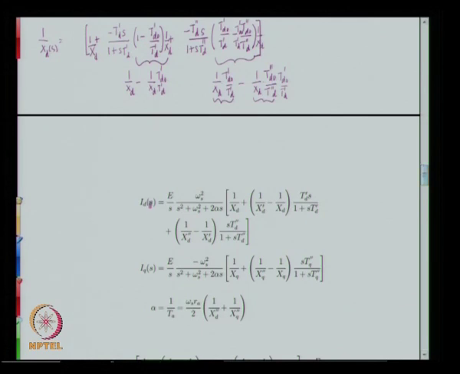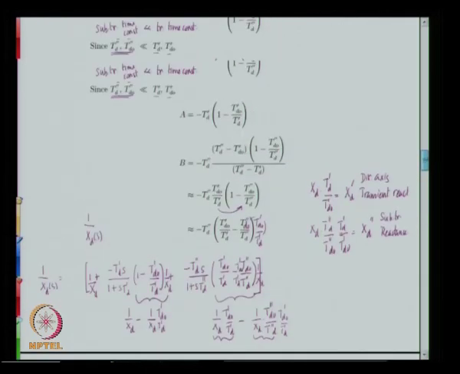So we have then expressions for id and iq, as is mentioned here: E by s multiplied by this term, and E by s multiplied by this term, where alpha is given by 1 over Ta, which is omega s into Ra by 2 into 1 by xd dash plus xq dash. Now how does this come about?